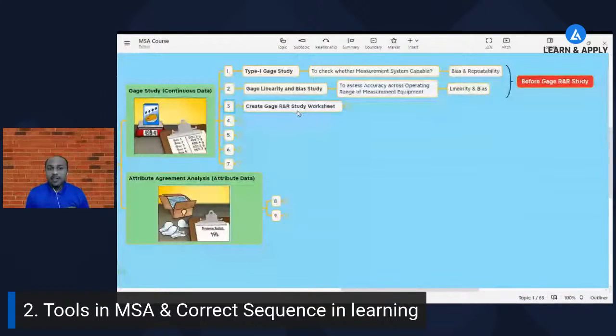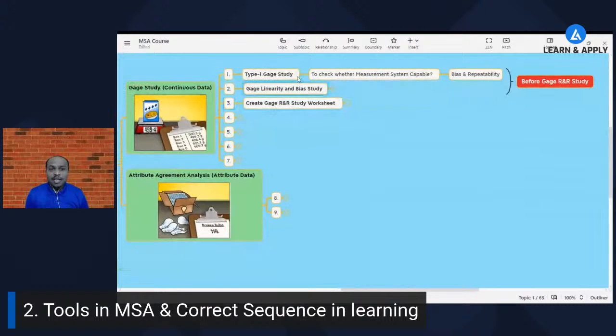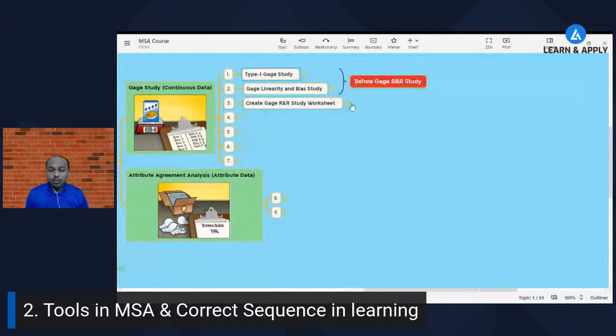We can also use this third tool, create gauge R&R study worksheet. Now, these are part of the gauge R&R study that we are going to perform. This create gauge R&R study worksheet is used to collect the data for the gauge R&R study so we can analyze it in a meaningful way. That means to perform the gauge R&R study, we need to collect the data in a certain sequence, right? And that sequence will be decided by this gauge R&R study worksheet.